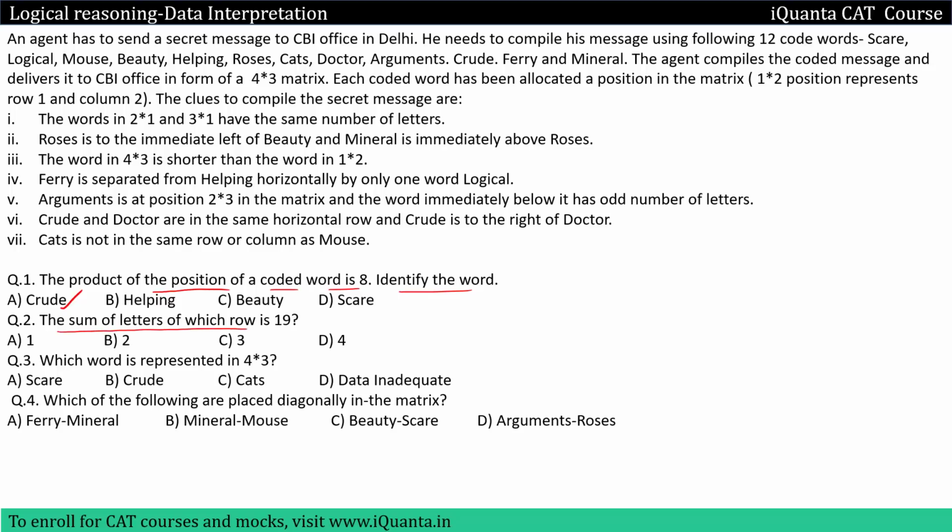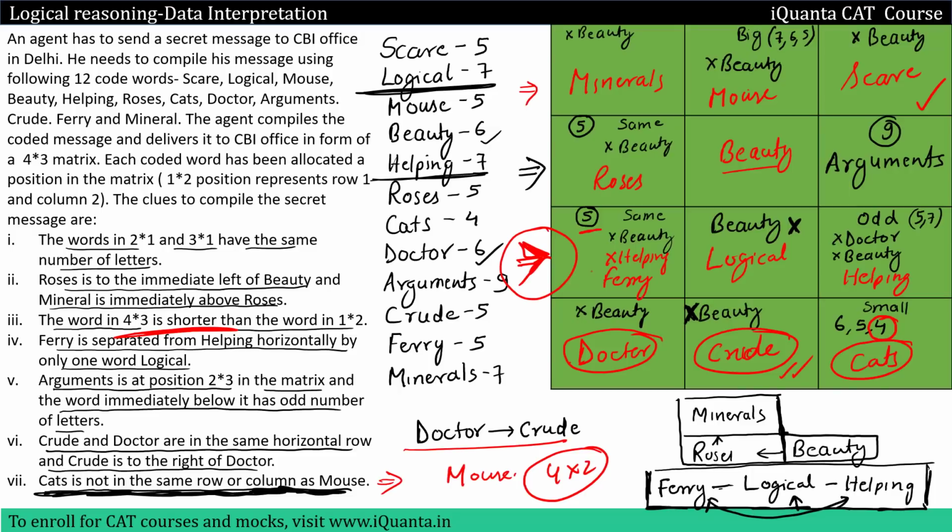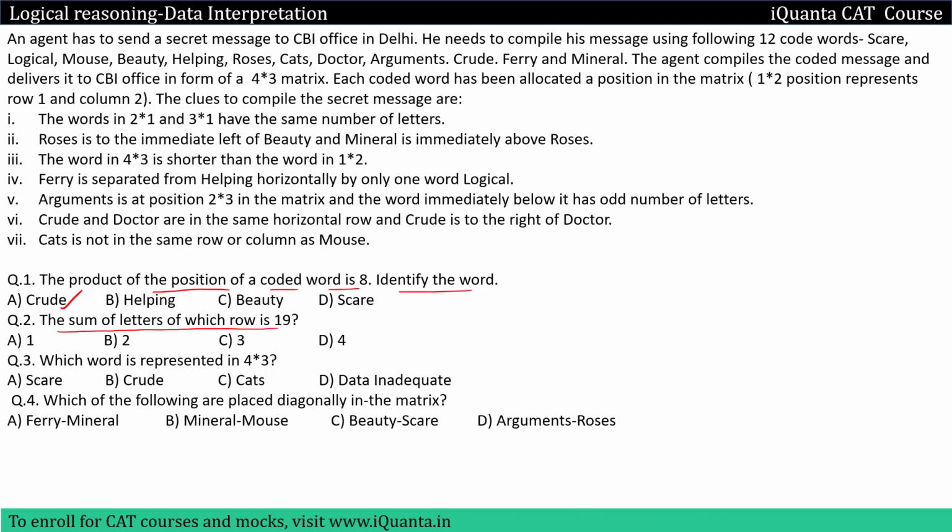Next is the sum of letters of which row is 19. Let us go back. In row 1, sum of letters is 7 here, 5, 12, 12 plus 5 is 17. In the second row, roses plus beauty plus argument, which is 9 plus 6, 15, 15 plus 5 is 20. Third row is very logical, which is 5 plus 7, that means 12, 12 and helping is 7, 19. So row 3, option C will be the correct answer.